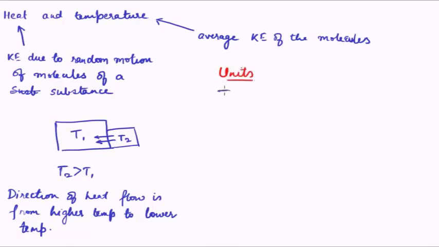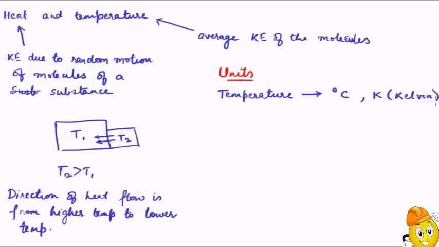Unit of temperature. The most common unit that we use in India is degree Celsius. So how many degrees Celsius is the temperature today? But the SI unit of temperature is called Kelvin, represented by a K. There are other units like degree Fahrenheit, which is normally used in the United States, and certain other units which are not commonly used. So these are the most commonly known units of temperature.